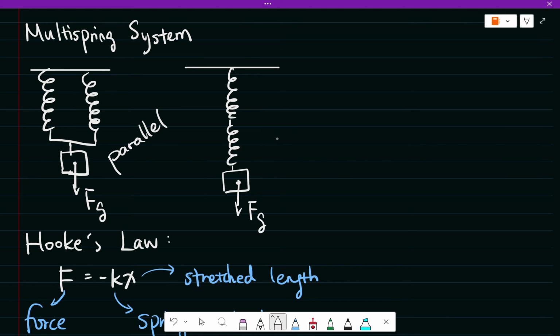And the second configuration, as illustrated on the right, is called series, where two springs are attached one by one vertically and also attached to a mass at the bottom. We will explore these two and their respective equivalent spring constant formulas and their derivation.